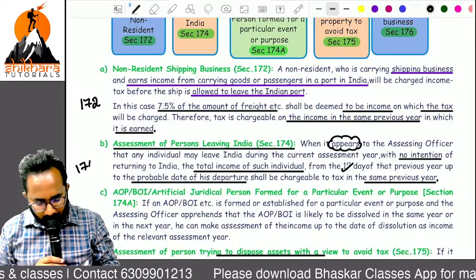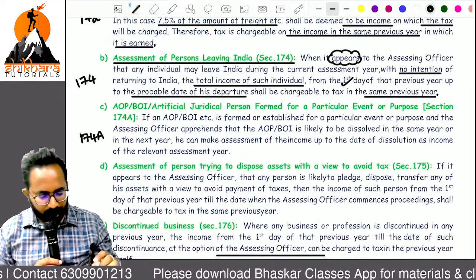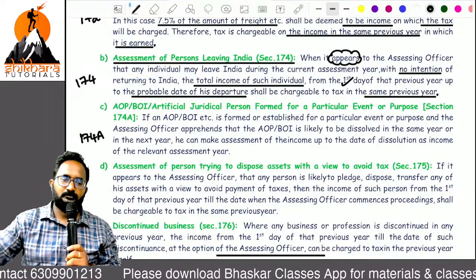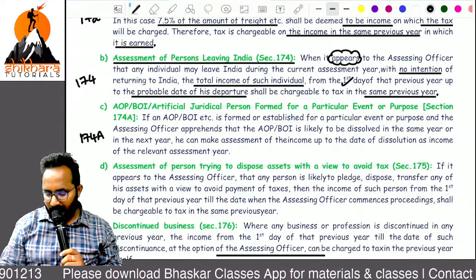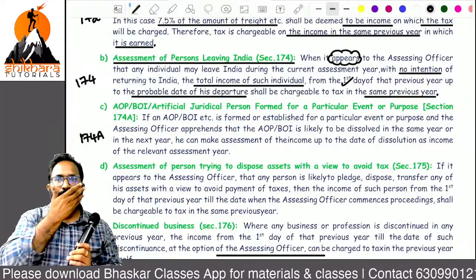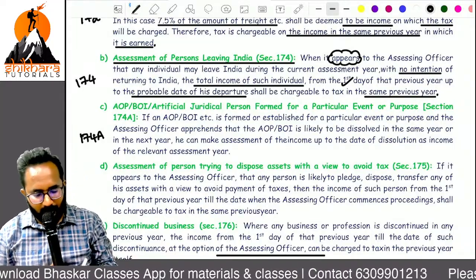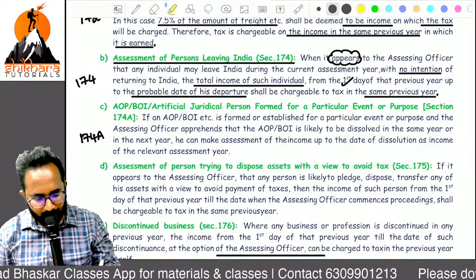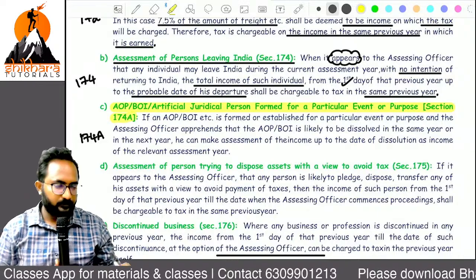174 is also over. Now what is that? 174A. Shall we start 174A? So this is about an AOP or BOI formed for a particular event or purpose.